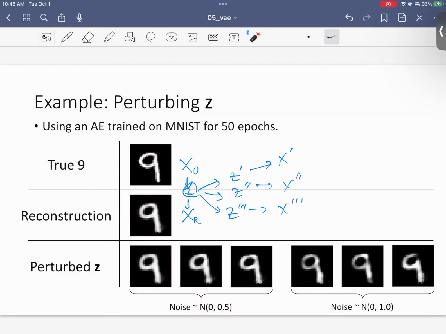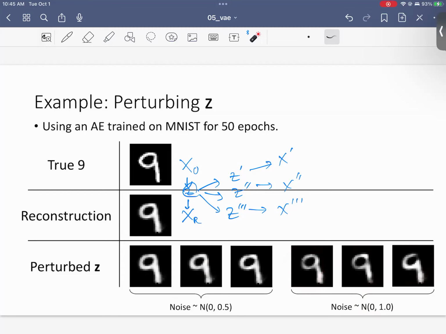If you're scared that you might change its identity, you only add a very small amount of noise, and then you won't get a truly new sample. So let's add a little bit stronger noise. We perturb the Z a little bit further away from its original place. Then you get to see a new style.